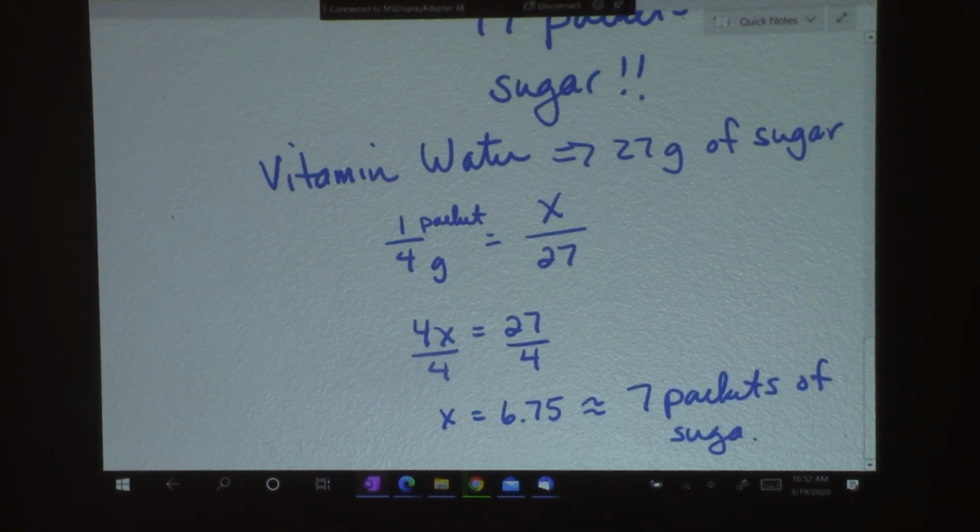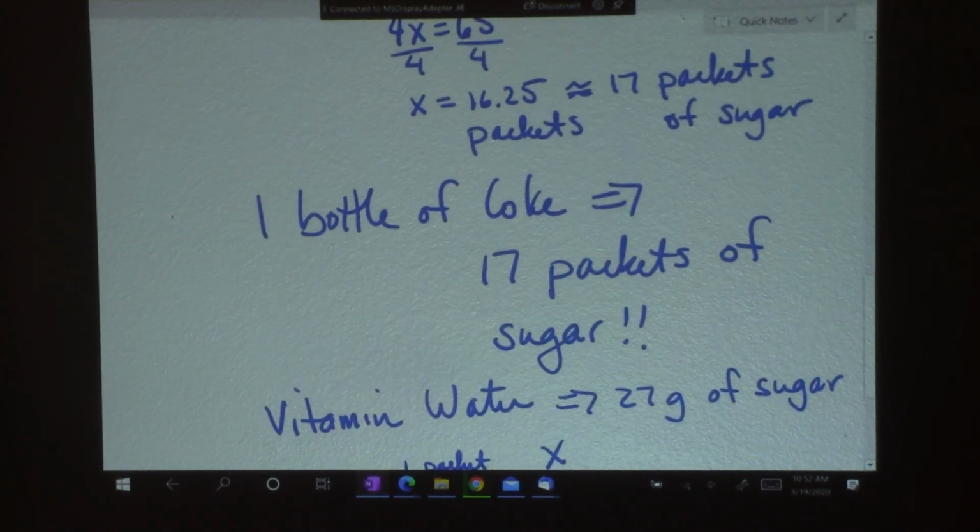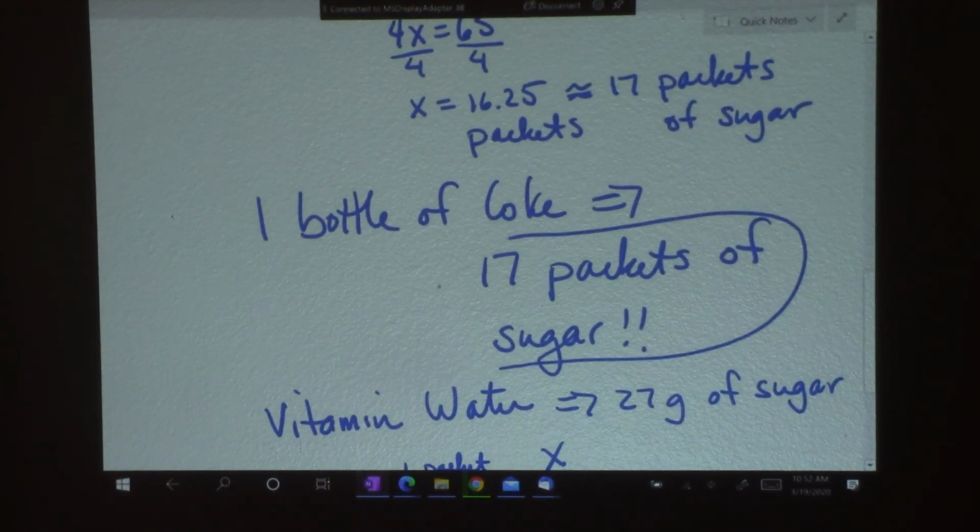Now, how does that compare? 7 packets of sugar in vitamin water, and we have 17 packets. That's like 2.5 times as much sugar in a Coke versus vitamin water. So if you're looking for something good to drink that is better for you, you're going to want to choose the vitamin water. Okay.